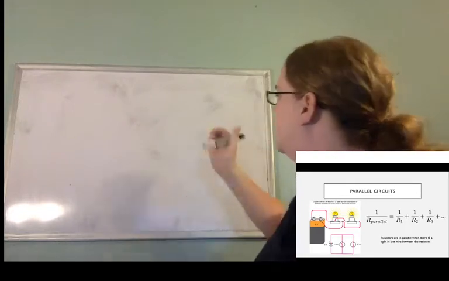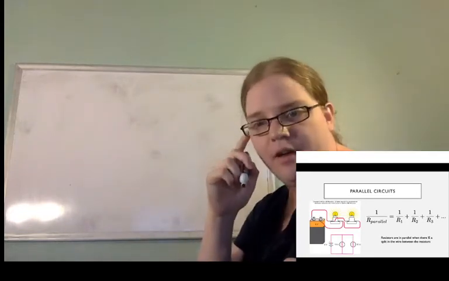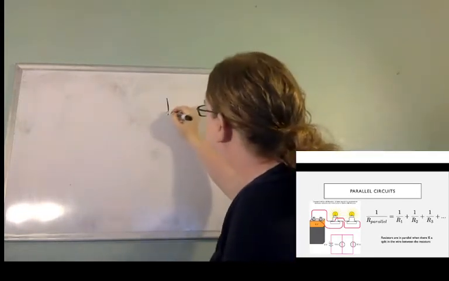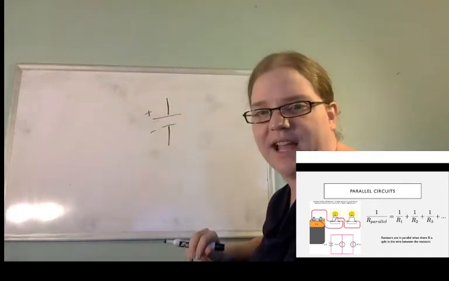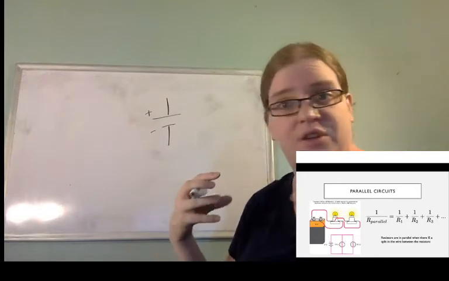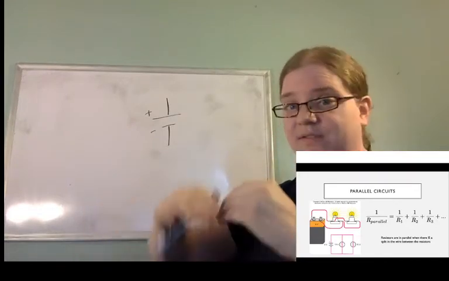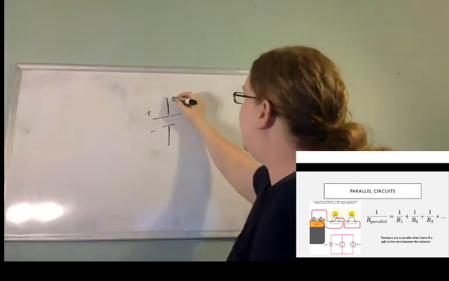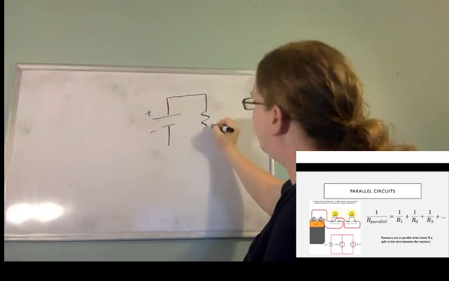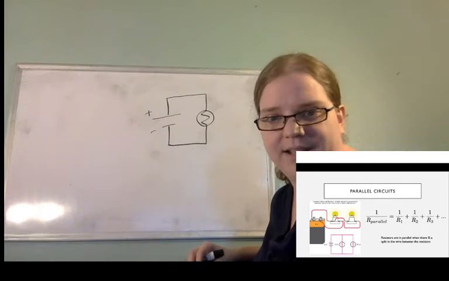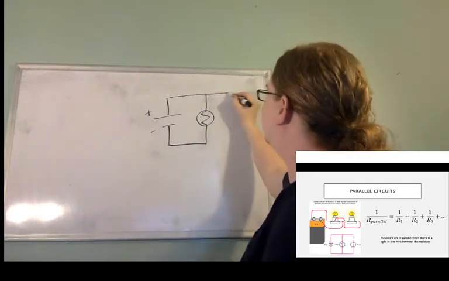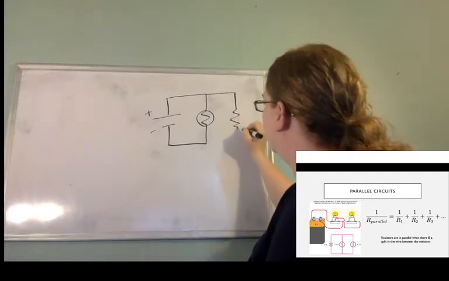All right, so let's draw the circuit diagram first. So we start with our battery, plus and minus side, right? The battery creates the energy, gives us our hill. And then we're going to come over here and do our first resistor, our first light bulb like this. And then we're going to draw the next one over here.